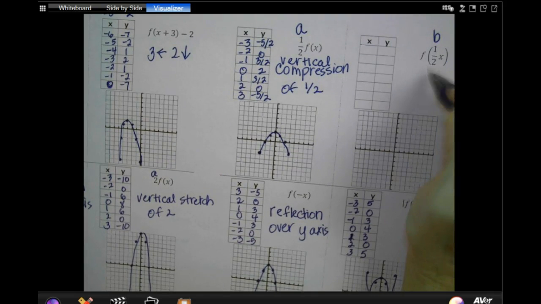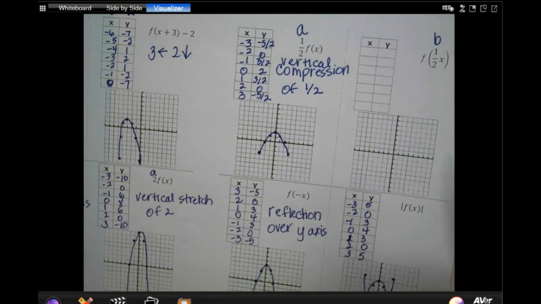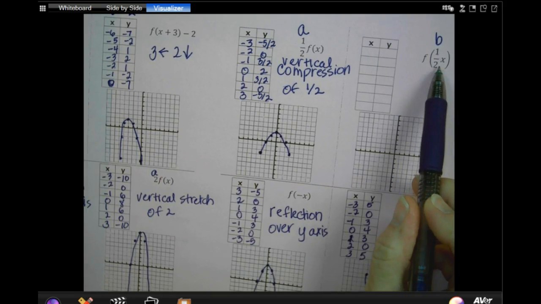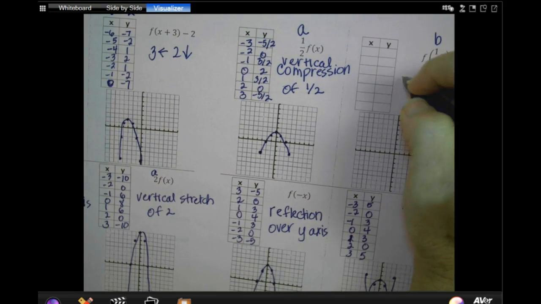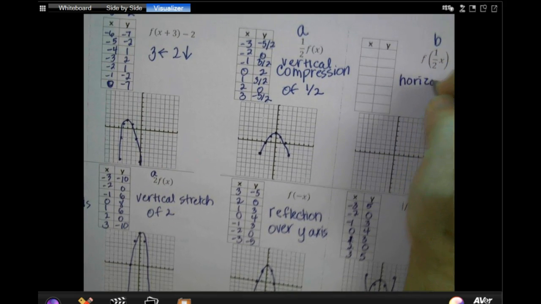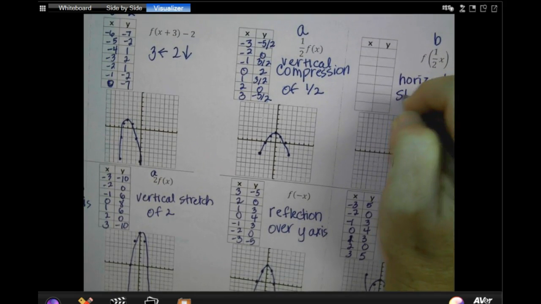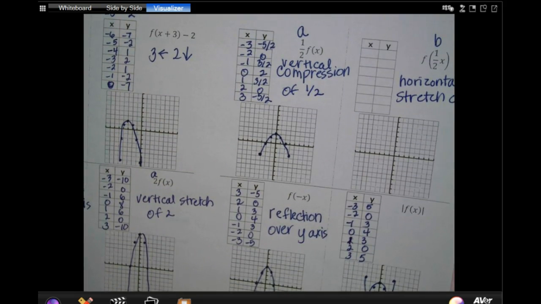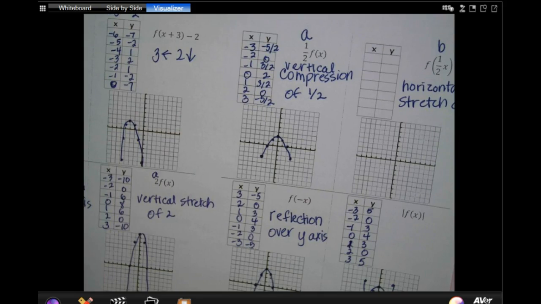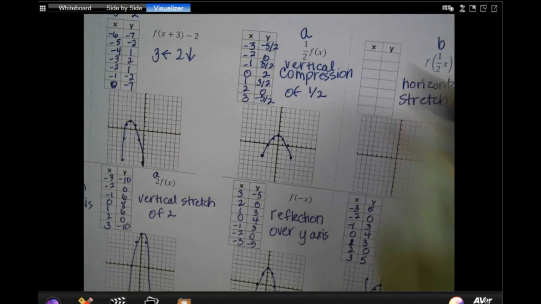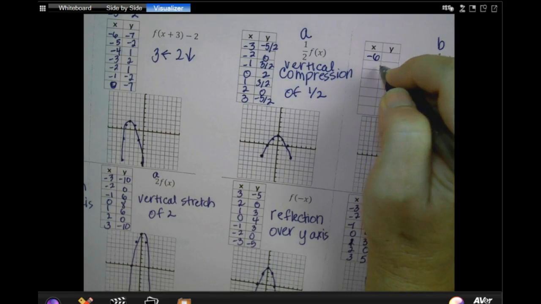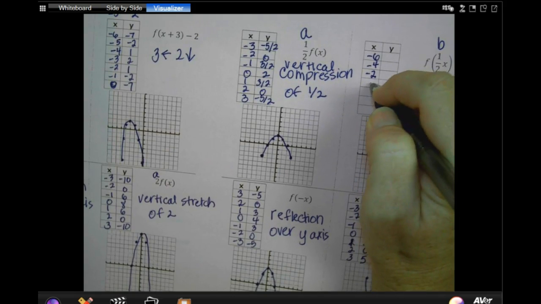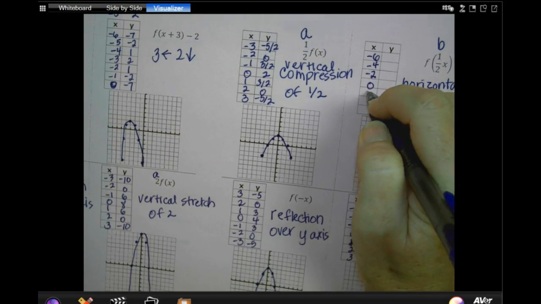Also, the b, the 1/2, the 1/2 we said was a vertical compression. So the x is horizontal, right? And I said it's a liar. So it's a horizontal stretch of 2. It's a horizontal stretch of 2. So multiply your x column times 2. Would I change them?